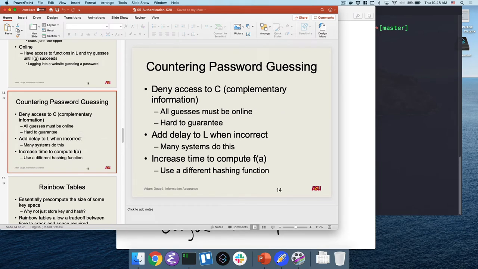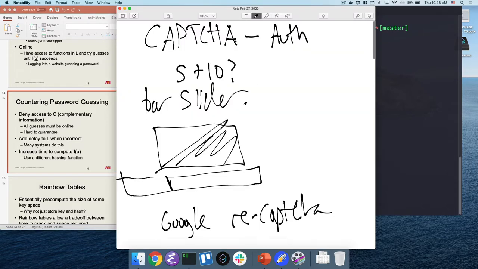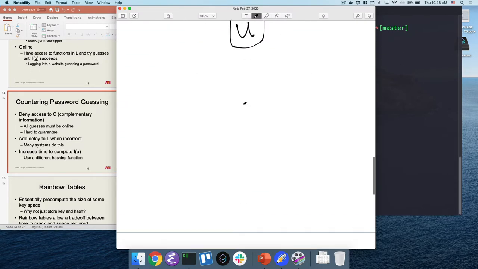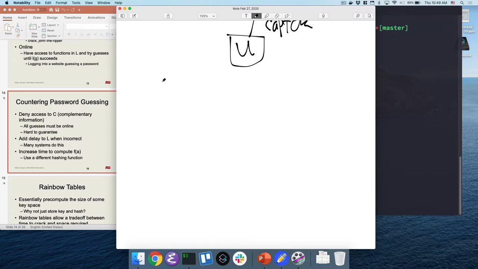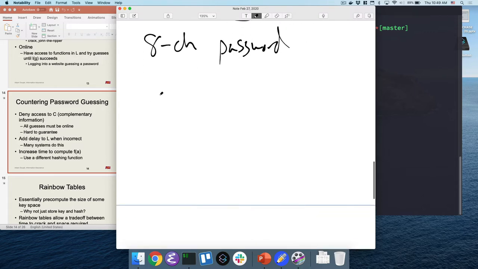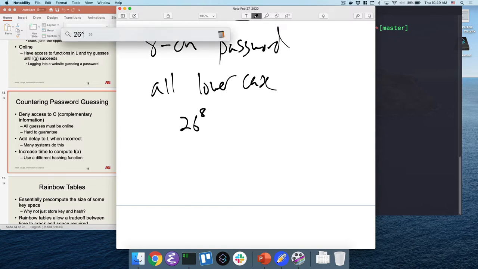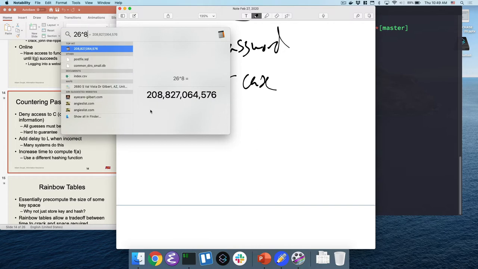Specifically when we're talking about brute forcing here, right? Okay, so let's think, we can do a little bit of math. What do you think? An 8-character password, all lowercase. Let's say you're just trying to brute force it, how many passwords, how many tries would you need to brute force this? 26 to the 8th. Which is, what's that, 208 billion?